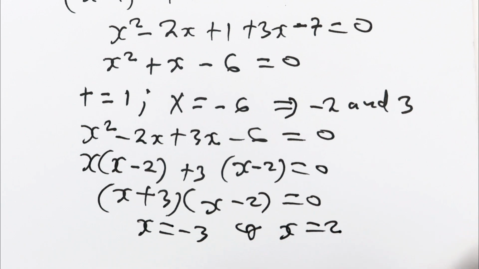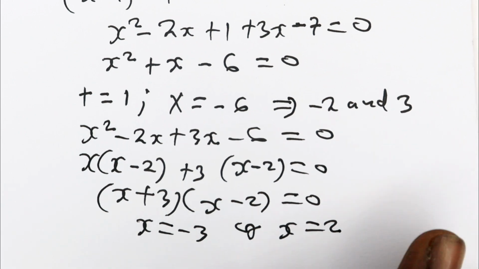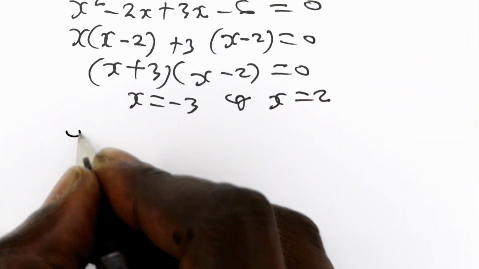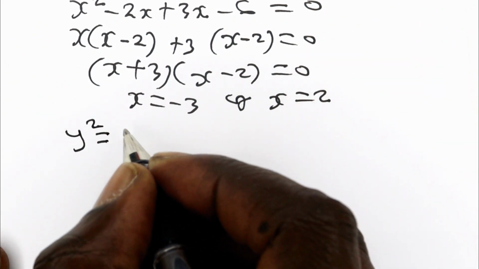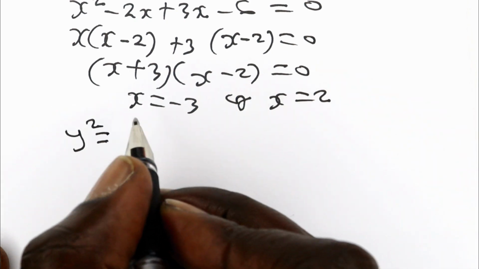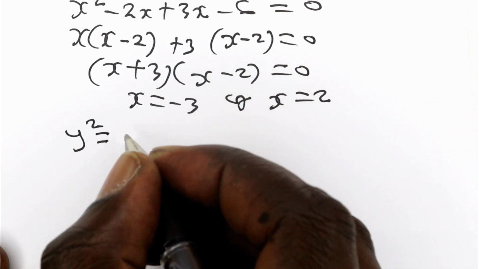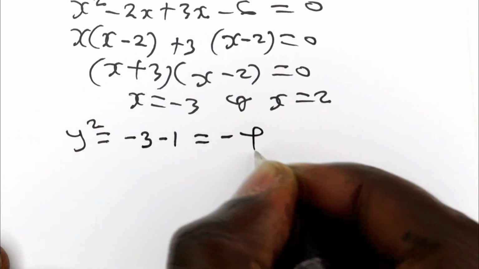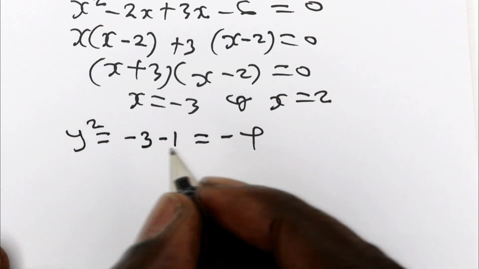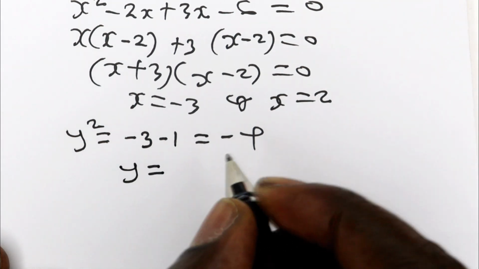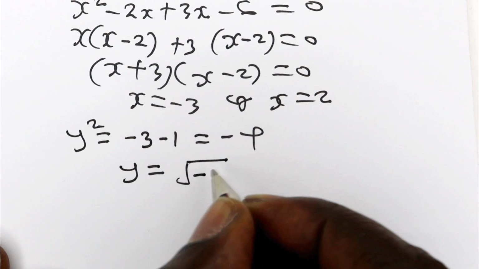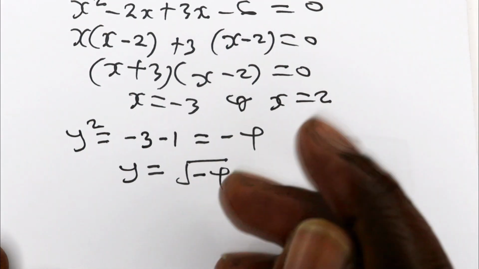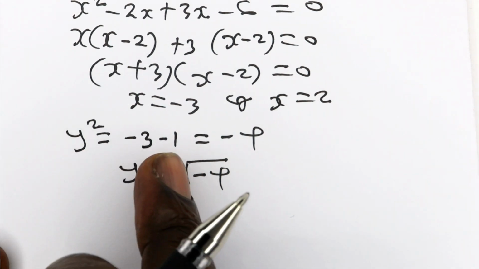But remember, what we were solving for was both x and y. So you take them in turns. Remember that y squared is given by x minus 1. So when x is negative 3, you're going to have negative 3 minus 1, which is negative 4. So to get y alone, you're going to take the square root of both sides. So that will be the square root of negative 4. So it means there are no real values for y when x is negative 3.